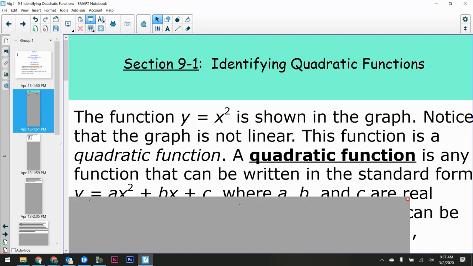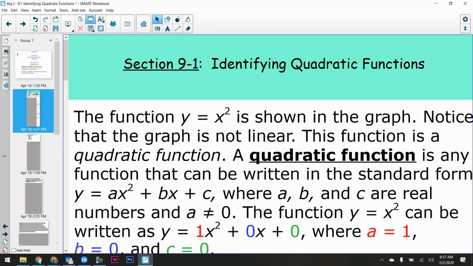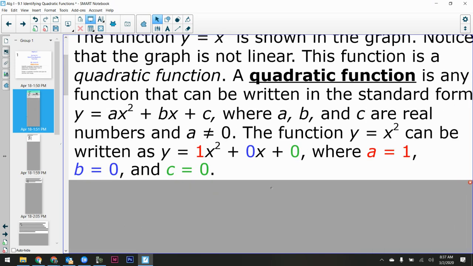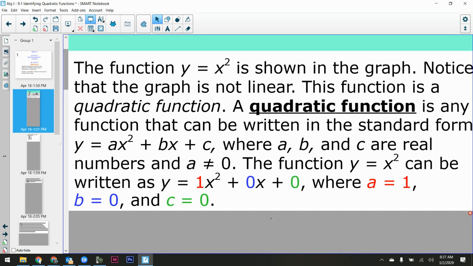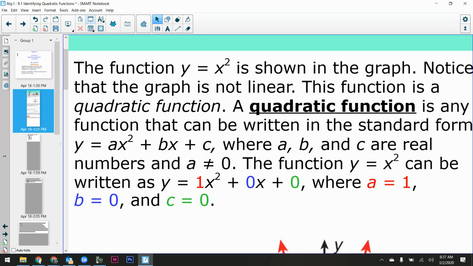Okay, so let's start off by talking about our definition of a quadratic. You guys have this on your guided notes, off to your right. The function y equals x squared is shown on the graph. Notice that the graph is not linear. The function is a quadratic function. Does anybody remember the unique name of that U shape?